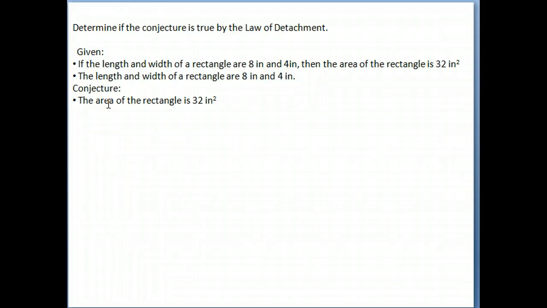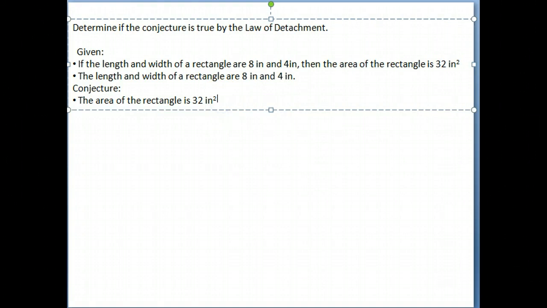Did they get it right? In order for that to happen, the given information we have there has to be from the if part. Is it from the if part? Yes, it is. That was exactly our if part. Okay, so our conclusion would be the then. The area of the rectangle is 32 square inches. So this person did this exactly right. Okay, this one is true.